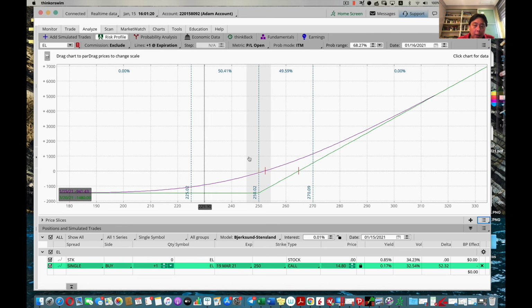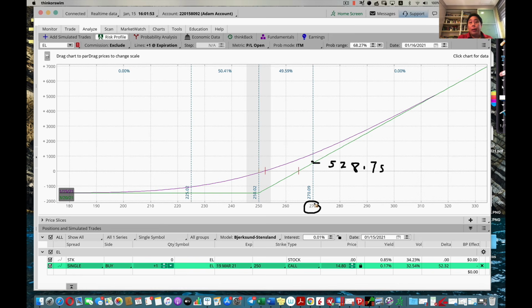Look at this box over here. Can you see this box? When I put my cursor here, you can see the one in green is the profit and loss at expiration, and the one in purple would be the profit and loss today. So if I put the mouse here again, you can see the green says 528.75. So if the stock price goes to 270, that's the profit I'll make at expiration.